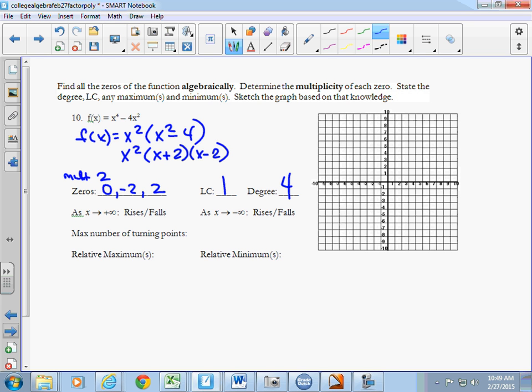Leading coefficient is 1. The degree is 4. You could have looked at the original to find that stuff. As x approaches infinity, it rises, right? Because everything's positive, we got an even leading coefficient. Relative maximum and minimum, how do you find those? Calculator. Did we do okay on those yesterday?